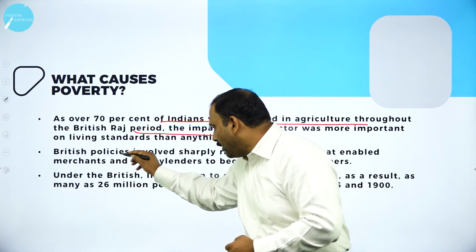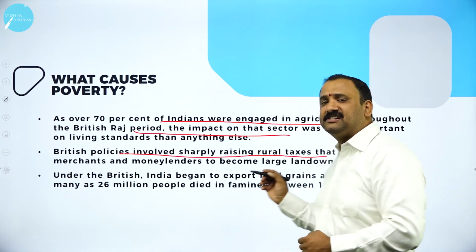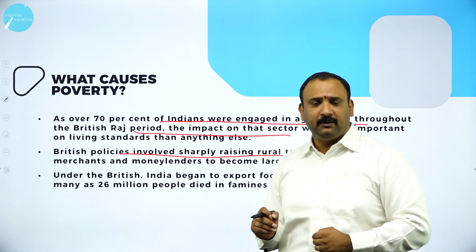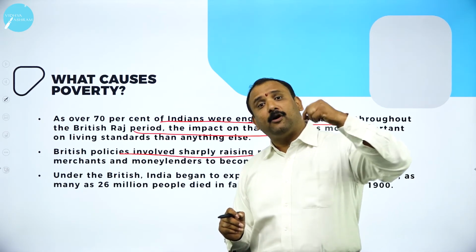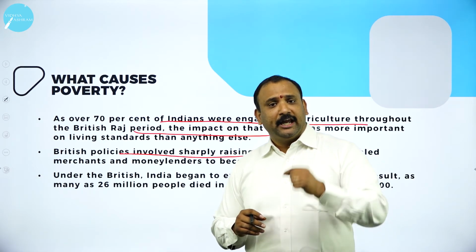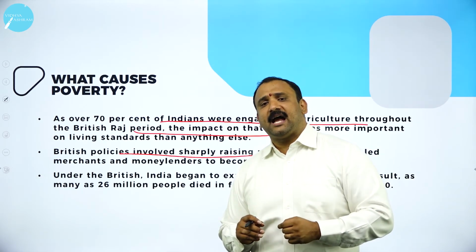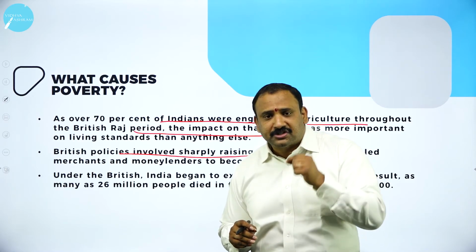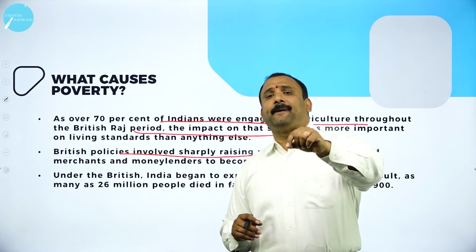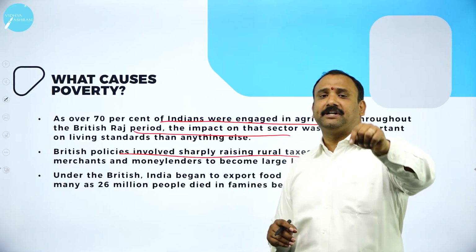Next, the British policies were involved in sharply raising the rural taxes. The British were taxing the Indian people to pay more and more for their benefit, that is, for the benefit of the East India Company. In order to pay more and more tax, our farmers had to struggle in the land. They had to work day and night in order to pay the taxes that were raised by the British Empire.